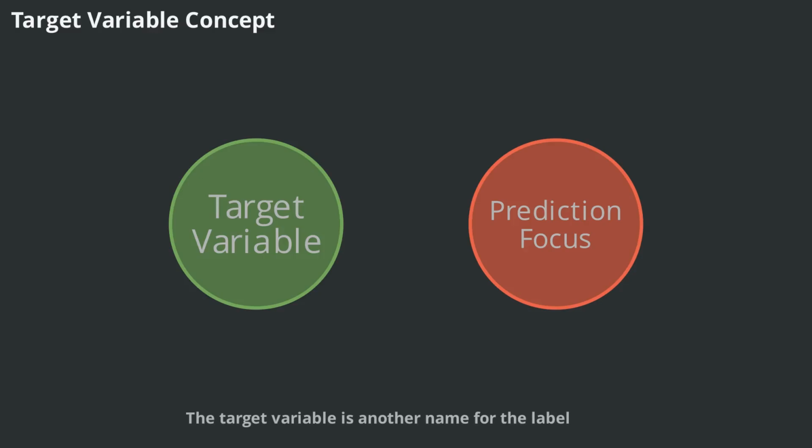Target variable is another name for the label. It's the specific value or category the model is designed to predict. In statistics and ML, this term is used to emphasize the focus of the prediction task.